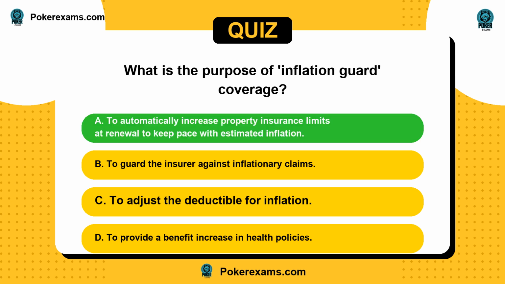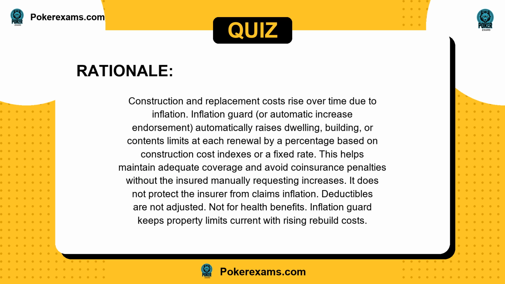The answer is A. Construction and replacement costs rise over time due to inflation. Inflation guard, or automatic increase endorsement, automatically raises dwelling, building, or contents limits at each renewal by a percentage based on construction cost indexes or a fixed rate. This helps maintain adequate coverage and avoid coinsurance penalties without the insured manually requesting increases. It does not protect the insurer from claims inflation. Deductibles are not adjusted. Not for health benefits. Inflation guard keeps property limits current with rising rebuild costs.